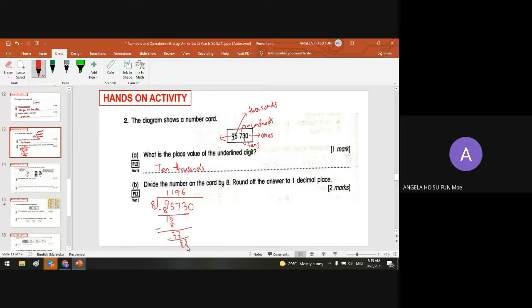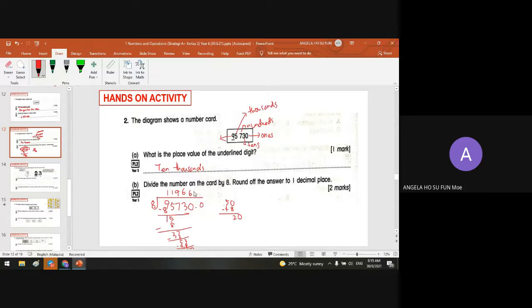4 and 8. You minus, you get 50. All right. So let's say you got 50 here. 8 times 6 also, you get 48. I minus. I got 2. I bring down, put the decimal point, put the 0, become 20.